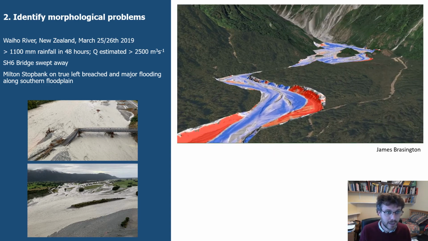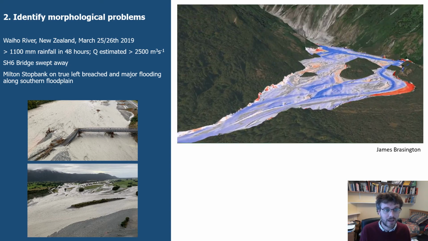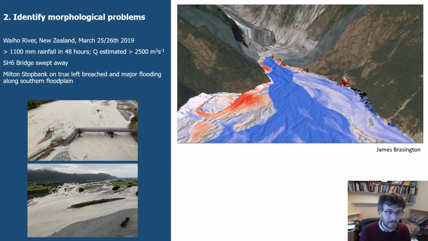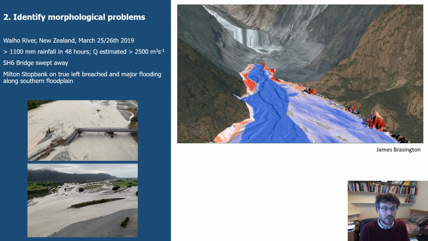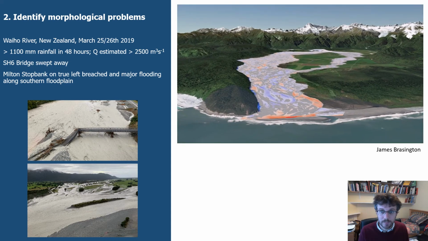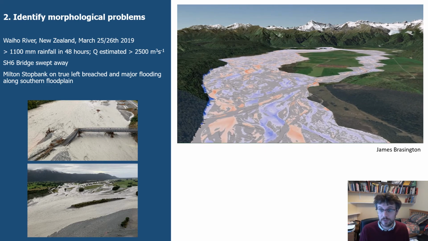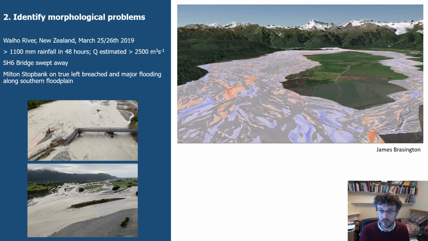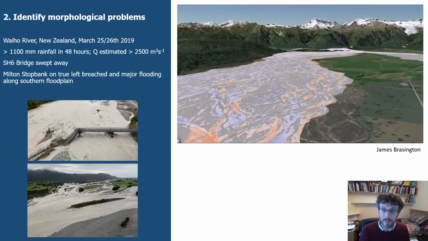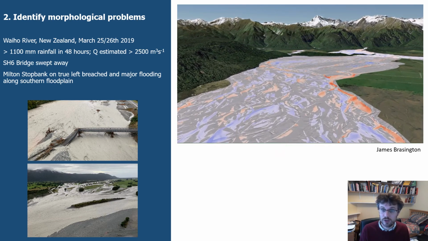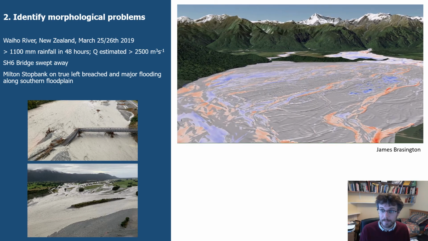The Milton Stop Bank on the true left hand side of the Wairau River downstream of the bridge was breached and major flooding occurred along the southern floodplain. I've been showing you a fly-through of some airborne LiDAR data that was acquired by James Brassington at Canterbury University that's been used to map channel change along the Wairau River. We can see erosion in red and deposition in blue.